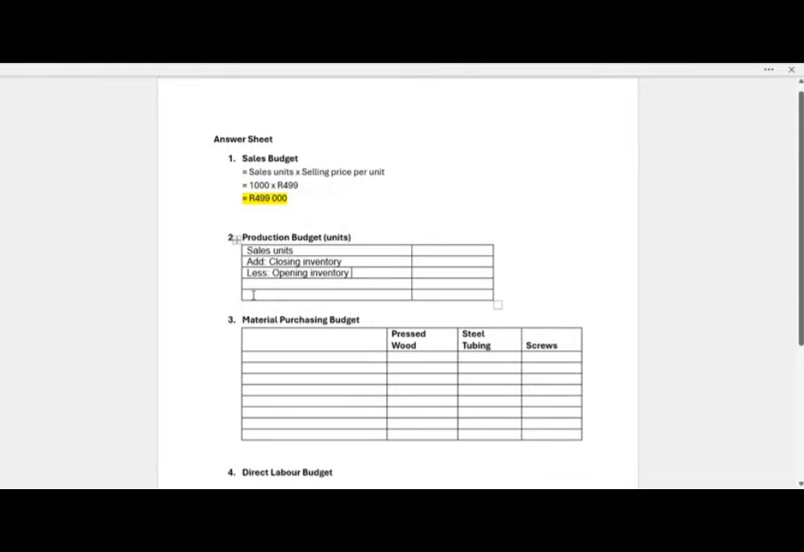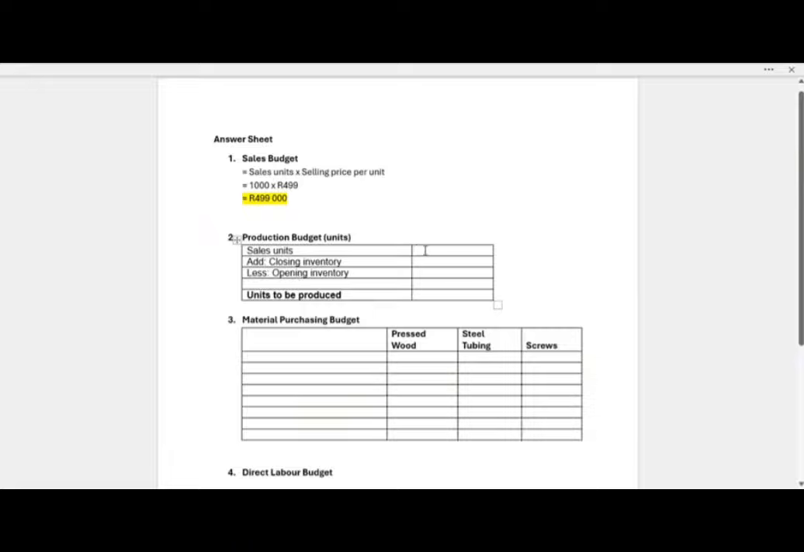And then you're going to get units needed for production, or units to be produced. Okay, and then from there we are done. This is the format for production budget.